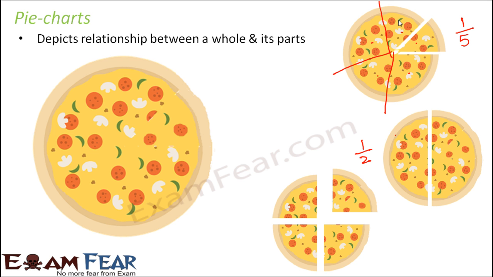Again, if you look at this example, what does this depict? This depicts one part out of 4 parts, that is 1/4. So you would say that 1/4 of the pizza is eaten, right? So whenever we think of a pie chart, just think of this pizza. A pie chart in a very similar way depicts a relationship between a whole and its parts.